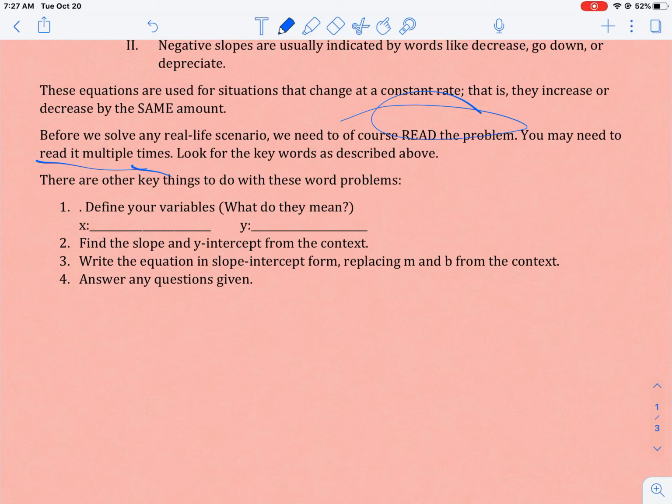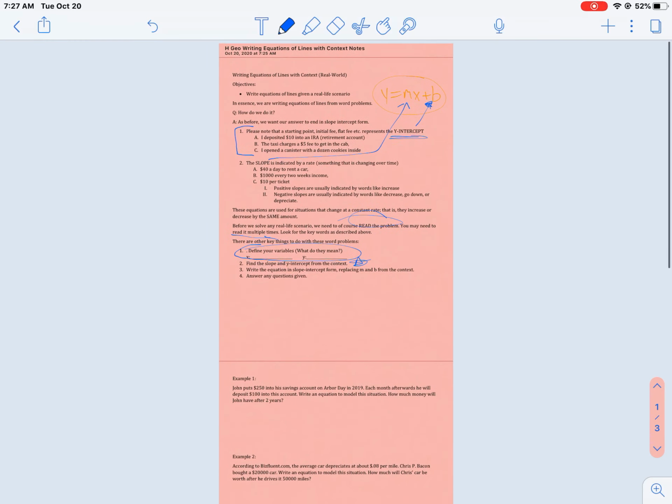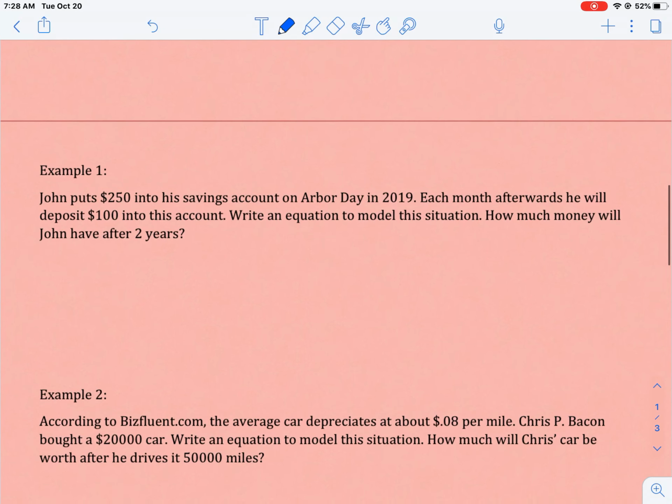So really what your goal is, first you want to define the variables, right? What do the variables mean? What does x represent and what does y represent, okay? Or else this is just bunk, okay? Then you're going to find the slope and the y-intercept as I just explained above, in 1 and 2 here, okay? Then you're going to write the equation and solve any problems they give you, okay? But the key first is to write the equation to model the situation, all right? And I'll show you what I mean.